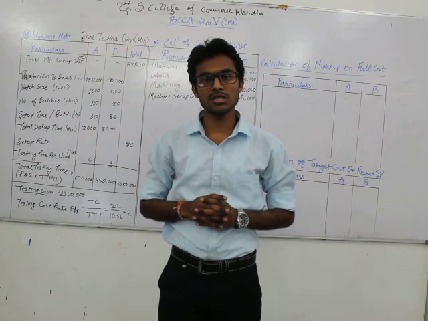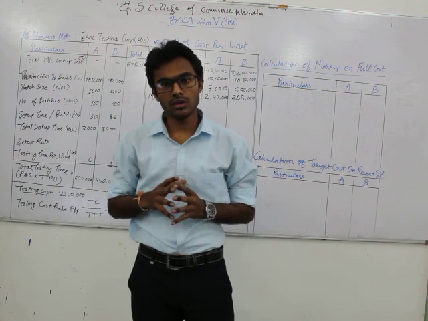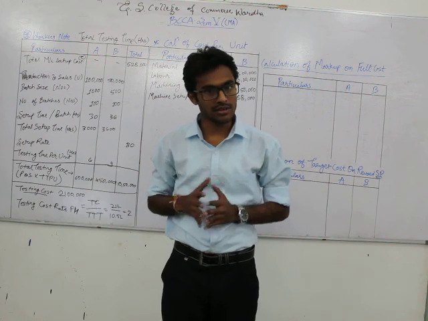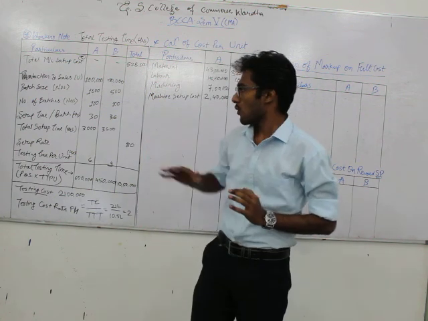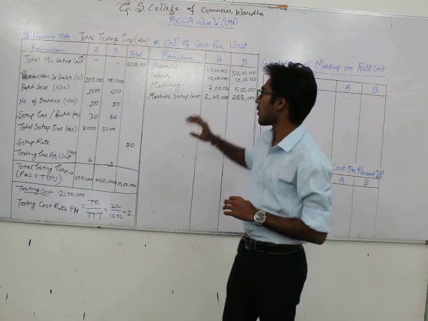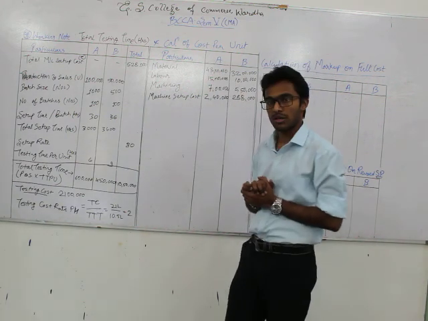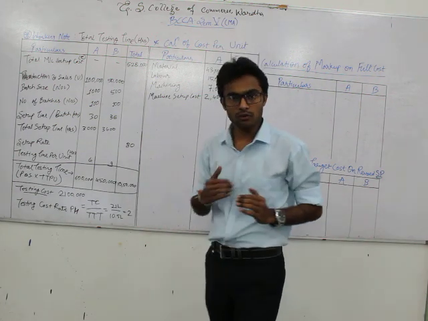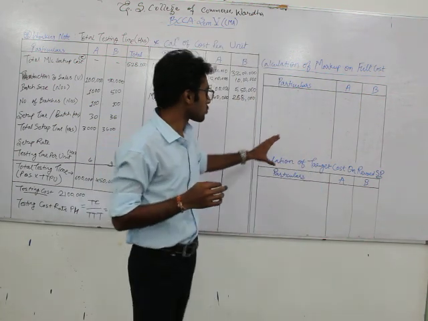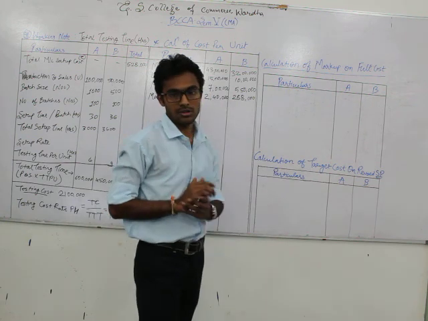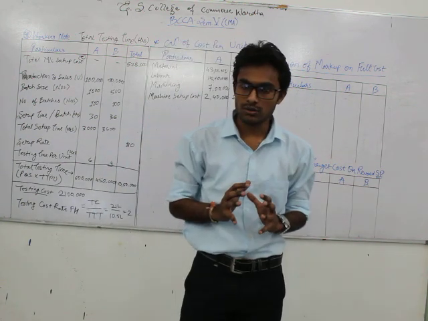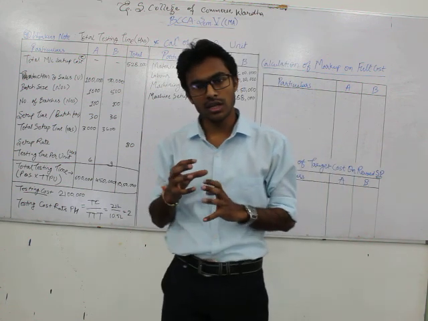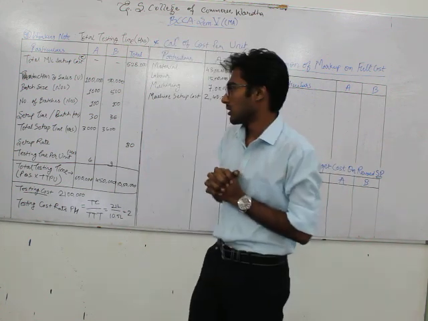This lecture is for CMA and we are going to continue the previous question in this lecture. So we have solved the working note and some part of the calculation of cost per unit. We will continue these calculations for the further parts and try to solve all these columns to get the target cost.